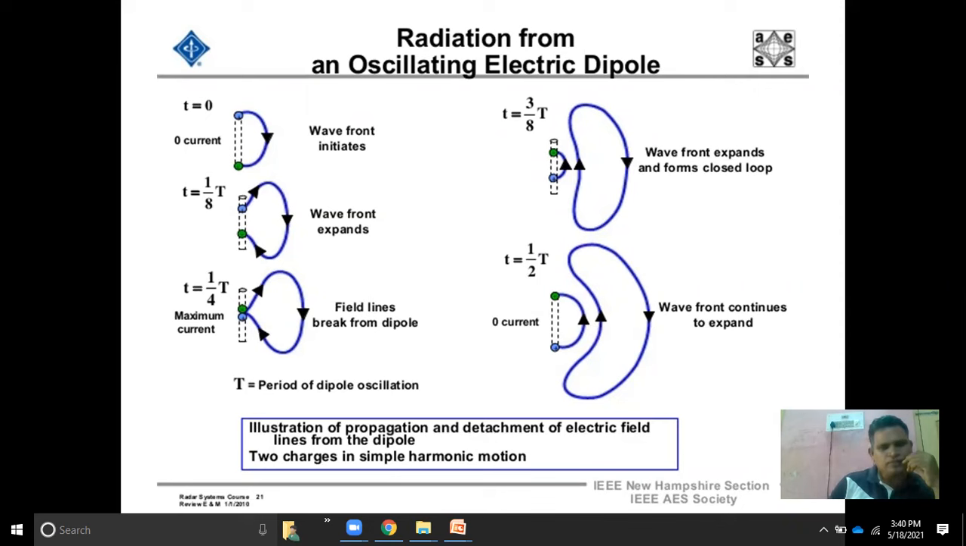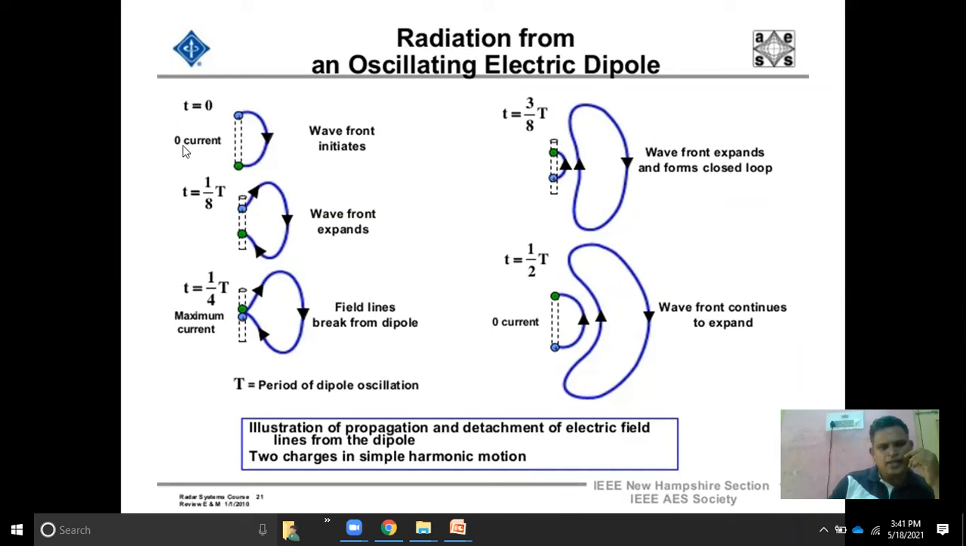Blue is positive. Why? Because the electric field lines are coming from the positive charge to the negative charge. This is the direction. Here let us say this is the maximum length of the wire, and at t is equal to 0, these two charges are at maximum distance apart. Let us say the positive charge is here and the negative charge is here. Since the charges are far apart, the current is minimum, or let us say the current is 0.